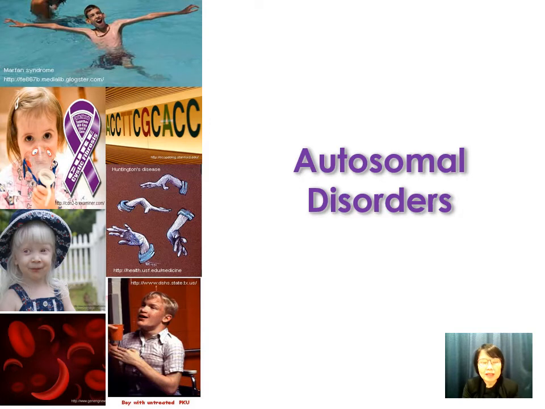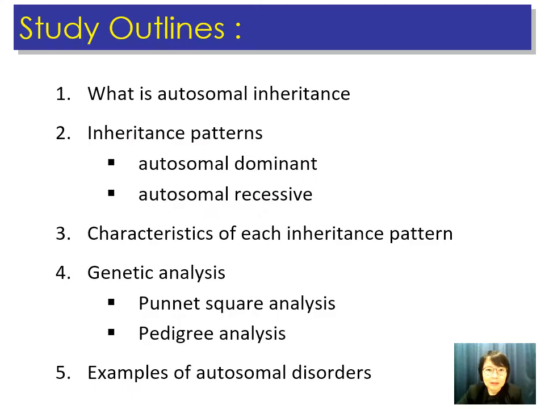The topic that I'm going to present to you today is autosomal disorders. At the end of this lecture, you should be able to understand the meaning of autosomal inheritance, its inheritance patterns, which include autosomal dominant and autosomal recessive, the characteristics of each inheritance pattern, know how to perform genetic analysis by using Punnett square and pedigree chart, and some of the examples of autosomal disorders.